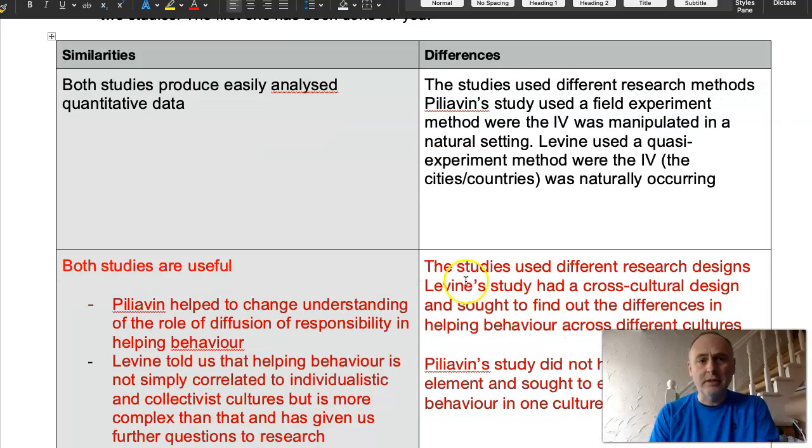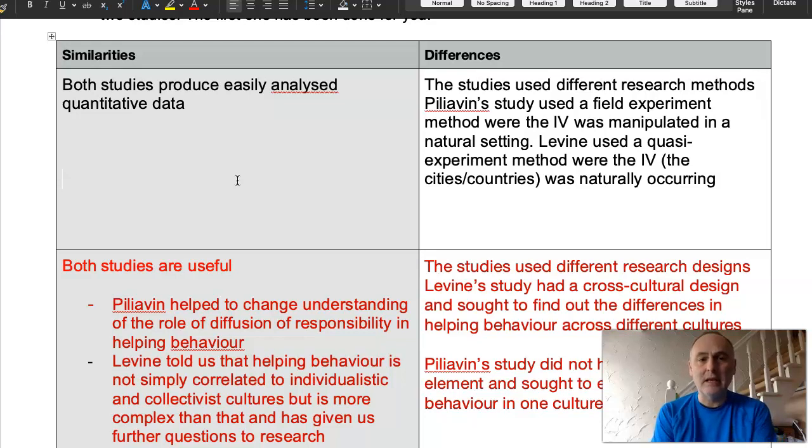So we look at similarities first of all. Both studies produce easily analysed quantitative data. Okay, so that's a similarity. So we'd start off that paragraph. Remember, these are point, explain, example paragraphs. It took a bit of getting out, but you know what I mean. So PEEE paragraphs for the similarities.